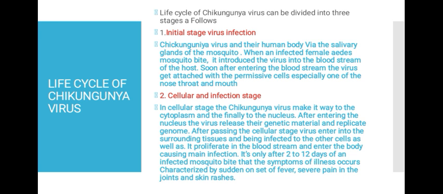After passing the cellular stage, the virus enters the surrounding tissue and infects other cells as well. It proliferates in the bloodstream and enters the body, causing the main infection. It's only after 2 to 12 days of an infected mosquito bite that the symptoms of illness occur, characterized by sudden onset of fever, severe pain in the joints, and skin rashes.